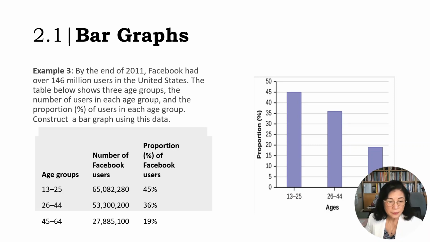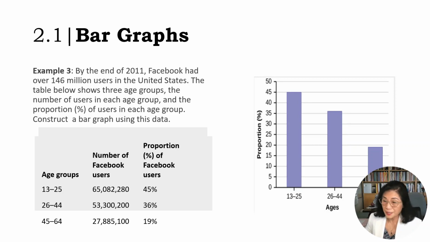Age groups: 13 to 25, 26 to 44, 45 to 64. Then the number of the Facebook users. For the age 13 to 25, there are 65,082,280, which corresponds to 45%. Since the number is so large, it's better we present the information by using the percent.